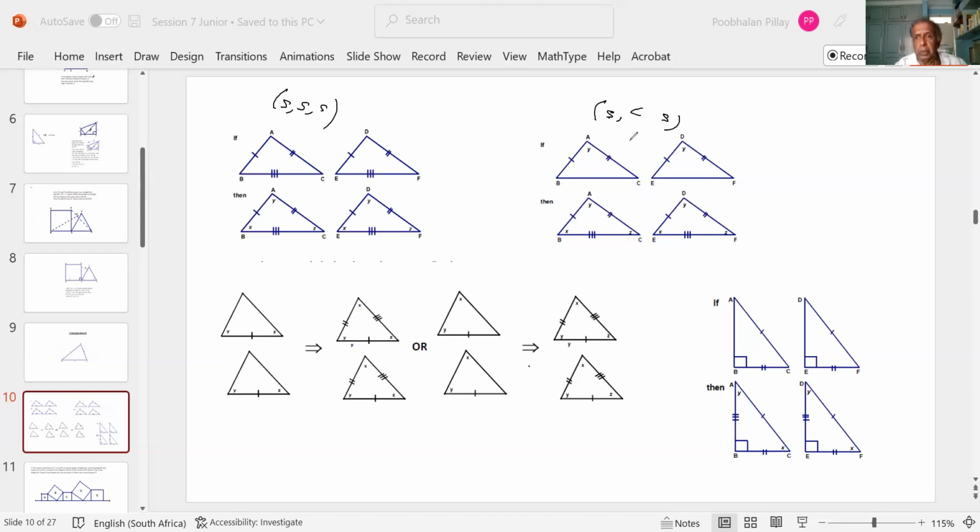There is one exception to this 2 sides and an included angle. You see, in a right angle triangle, you can have the hypotenuse and a side, and the included angle you need not have equal. But if you've got a right angle, a hypotenuse and a side, right, then the triangles are congruent. And it's an exception to that. So in one case only, the angle need not be included, and that is when the angle is a right angle. All right, so with that background, we can now go on to the squares problem.